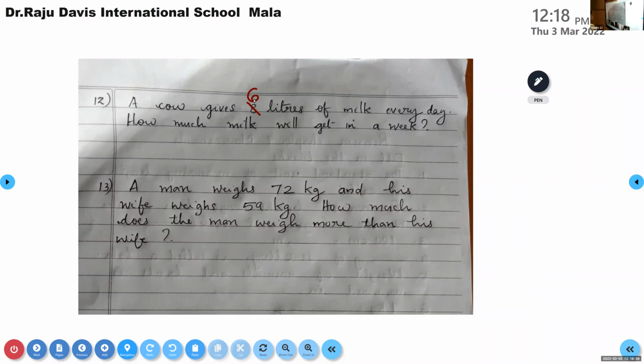So how many days are there in a week? 7 days. There are 7 days in a week. So what do we need? 7 into 6. Yes, it is 7 into 6, 42. What is the answer? 42. Those who study the table will get the answer very fast. Excuse me, ma'am, do we need to write any step? No need, no need. Okay, ma'am.